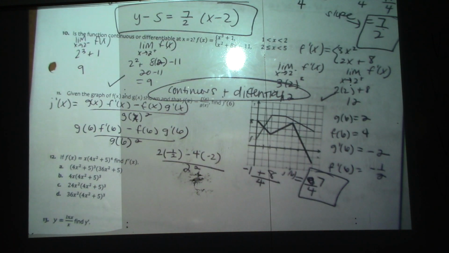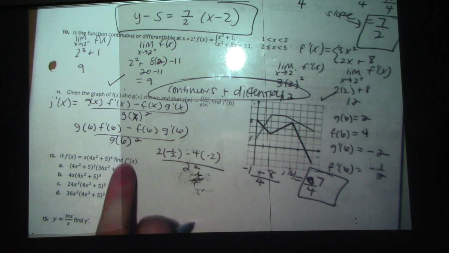Number 12, I should have given more room on this, okay. Let me grab a piece of paper. Number 12, we have a function inside of another function, but then that is being multiplied by another function. So I'm actually going to use product rule and chain rule for this.